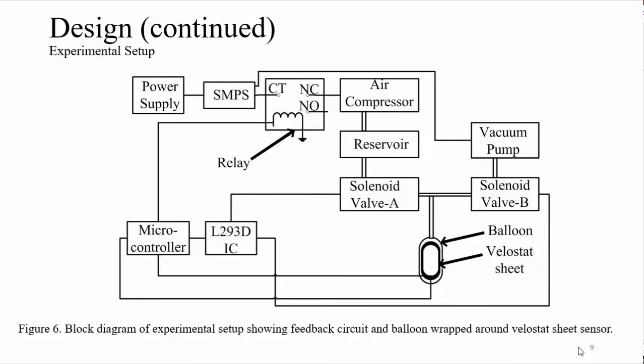So how it works is your air compressor is on and your solenoid valve is on during the systole region; through the reservoir, the balloon inflates. During the deflation, your solenoid valve is off and the air flows out through the vacuum pump. So that's how the compression and the decompression of the balloon happens.